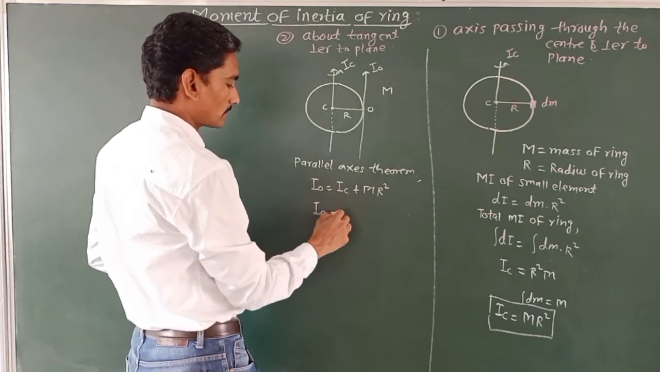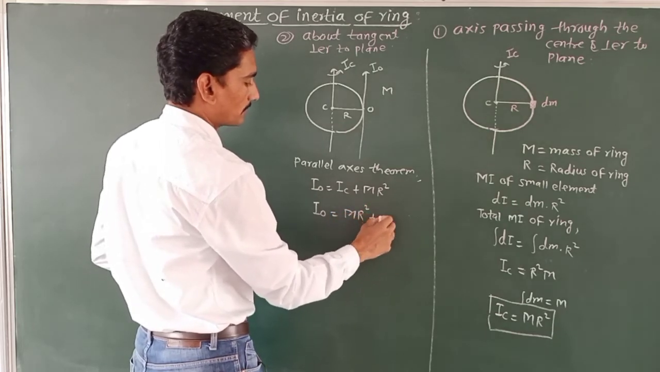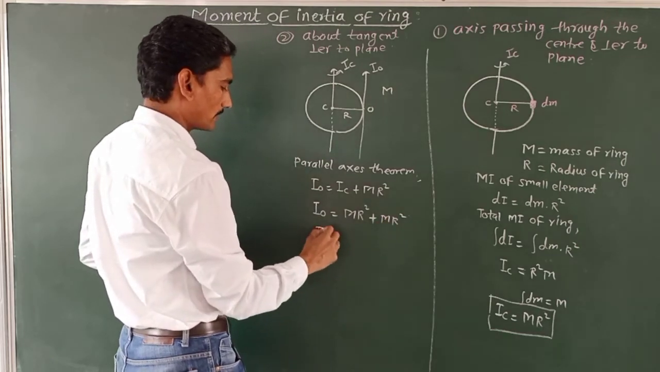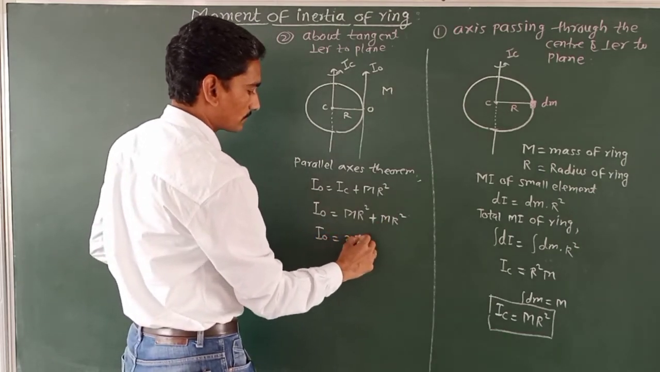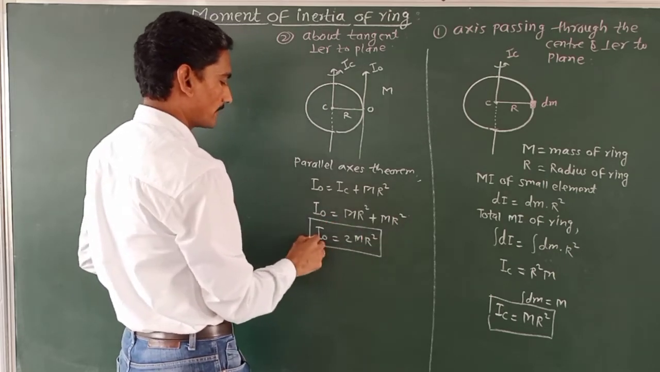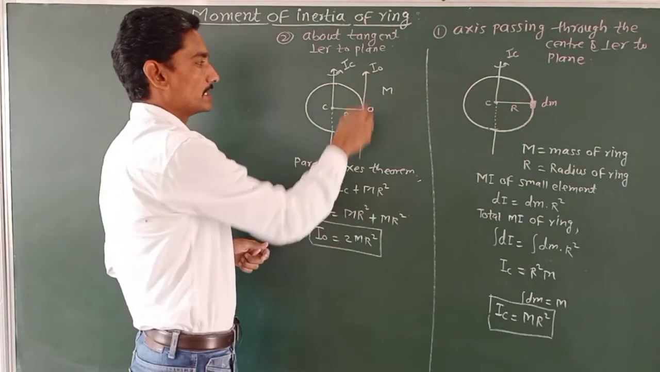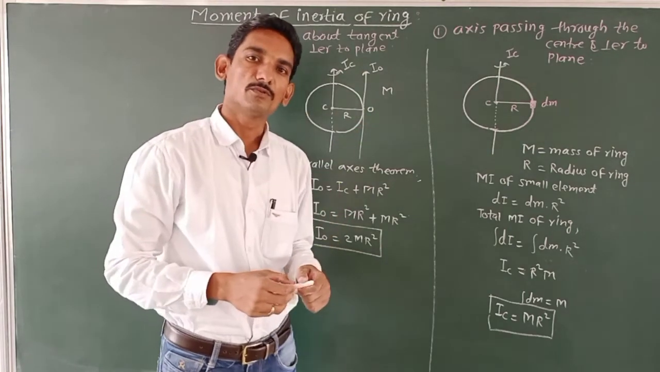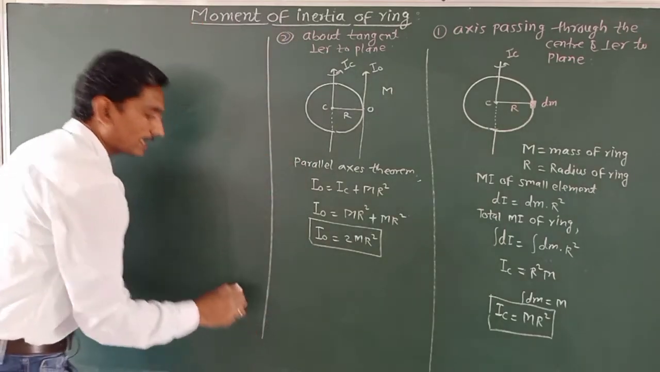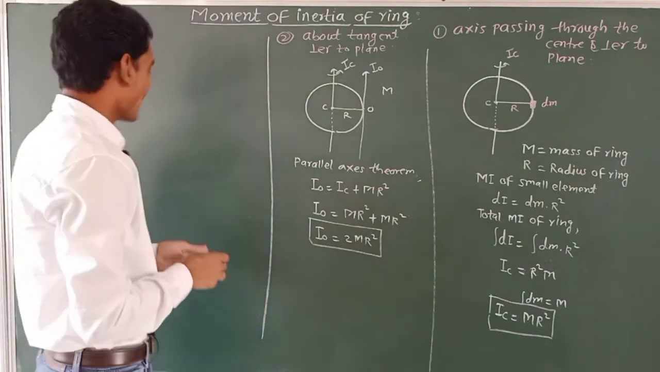So IO equals IC, that is nothing but M R square, plus M R square, and we get the relation IO equals 2 M R square. So this is the moment of inertia of a ring about an axis passing through the tangent and perpendicular to the plane. Now again we can determine the moment of inertia for this ring about any diameter.